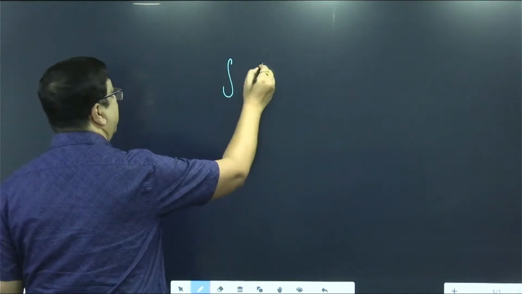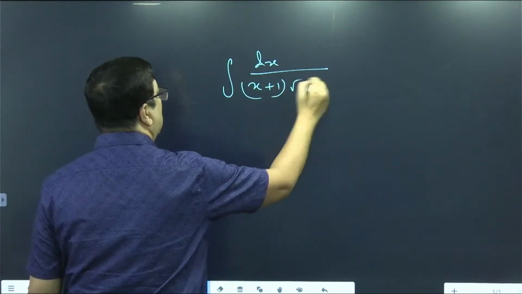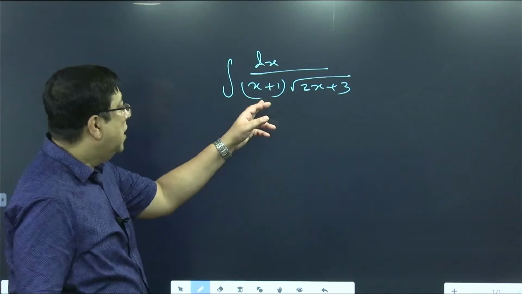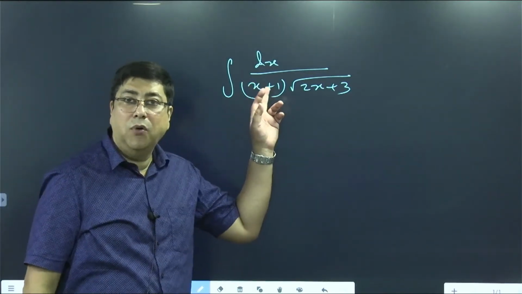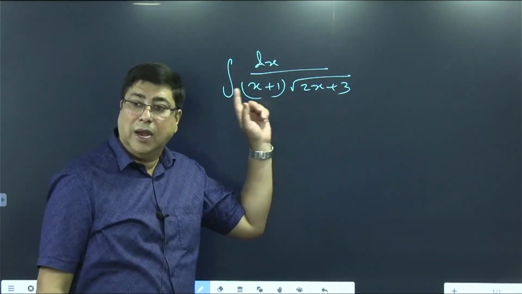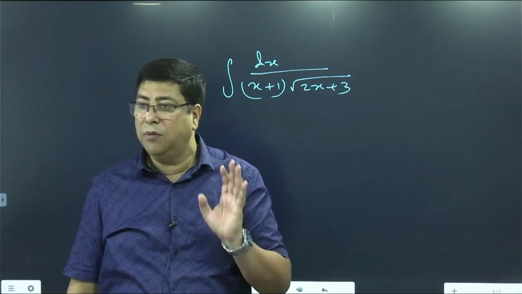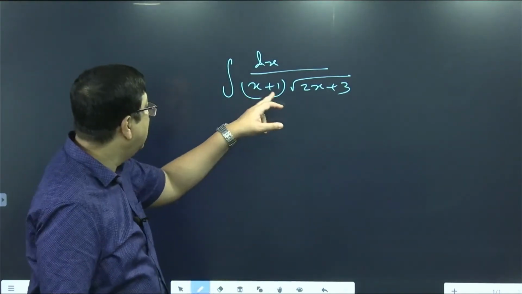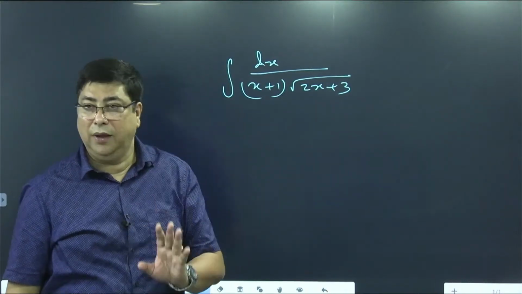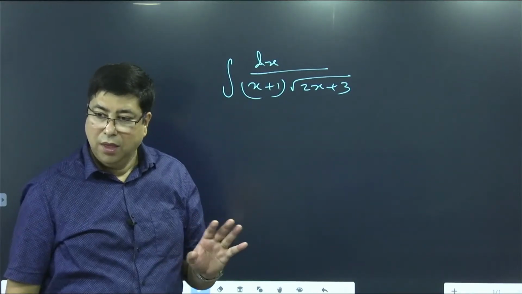Suppose dx by x plus 1 into root over 2x plus 3. Outside linear means out of the root over it is linear. Inside linear means inside the root over it is linear. Constant can be anything. We can manage the constant in any way. So outside linear, inside linear, then take inside equal to t square.